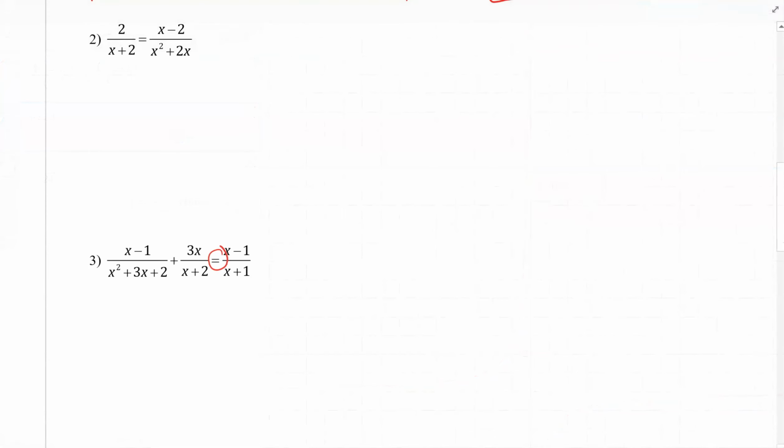Moving on to the second example, I'm going to do a similar process, but I'm going to want to factor each denominator first so that I can find the LCD, the lowest common denominator. It helps to factor first because then we can see if they already have common factors, which I can see these do.